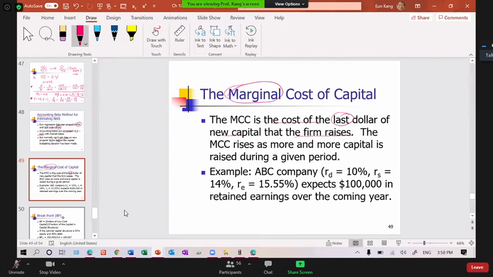So marginal represents some change in cost of capital, right? That's the concept. The marginal cost of capital, MCC, rises as more and more capital is raised during a given period. That is, if you raise more capital, it becomes more risky, so the cost of capital may go up. Or if you raise more capital and have to issue new shares, there's flotation cost, so the cost of capital goes up.